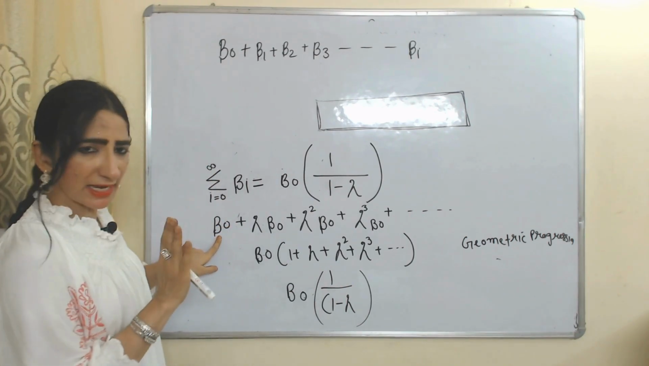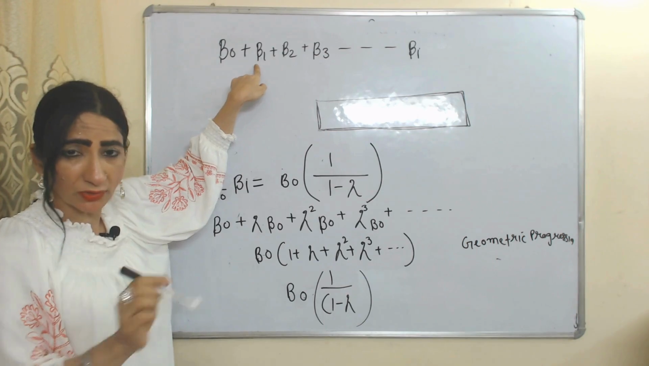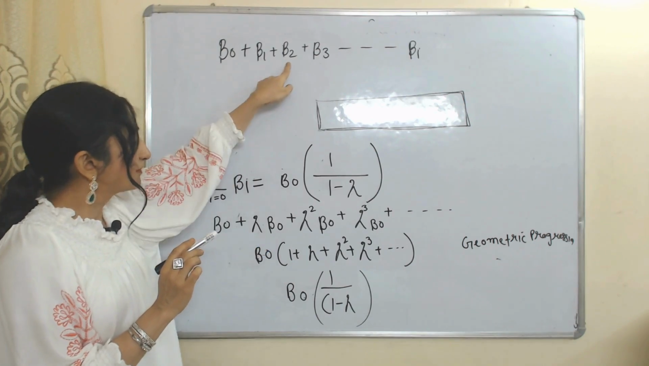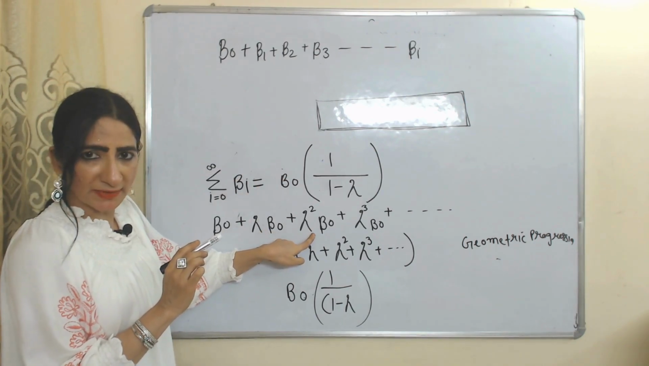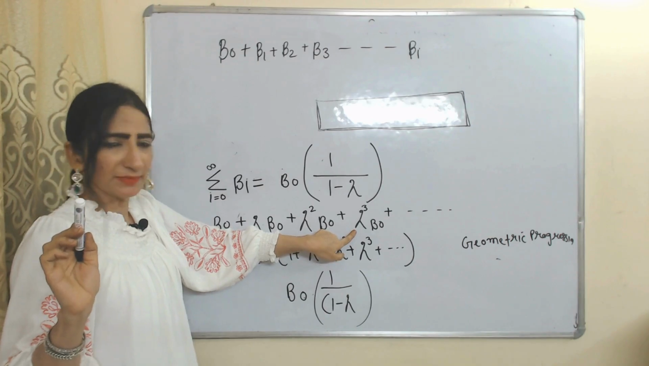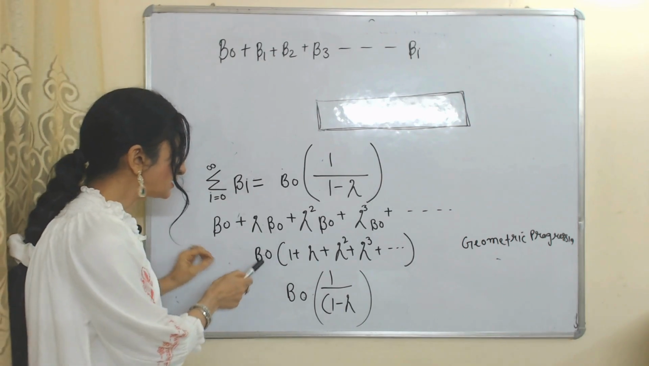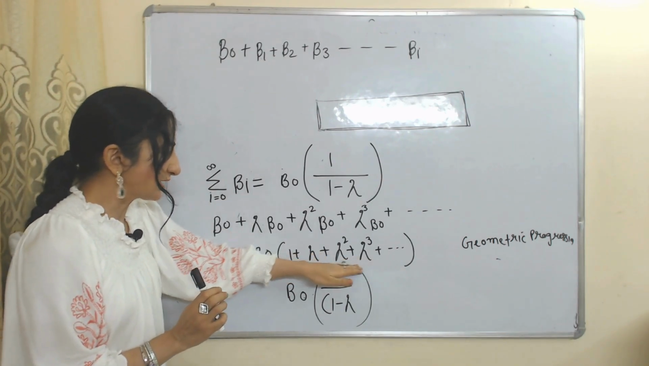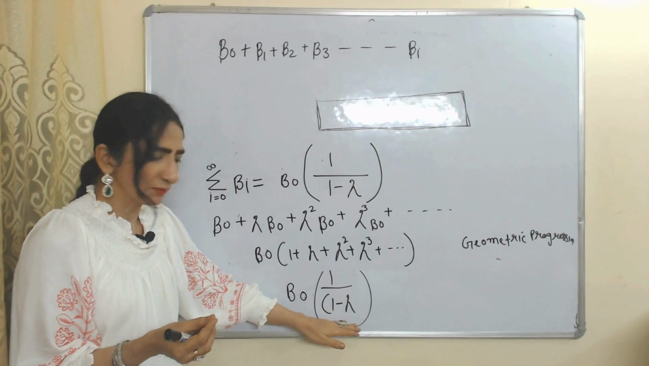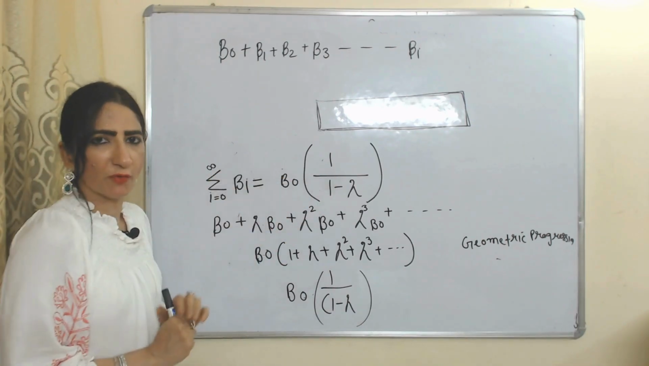Beta 0 will remain as it is. We have already calculated the value of beta 1 and we know how to calculate it. So beta 1 is equal to lambda beta 0, beta 2 is equal to lambda square beta 0, which we have already calculated, and beta 3 is equal to lambda cube beta 0, and so on till beta i. Beta 0 we will take common. Now you can see it becomes a geometric progression, and when we solve this it will become like this. So by this we derive this formula.